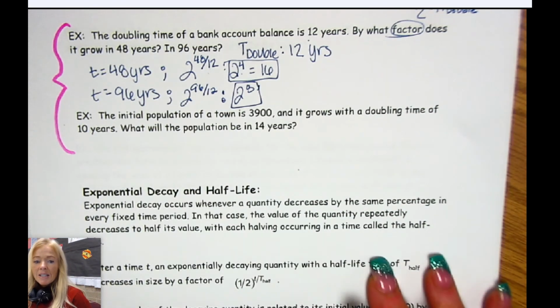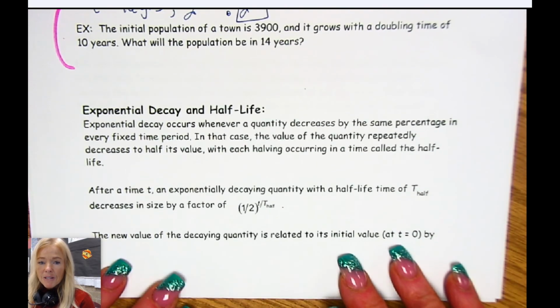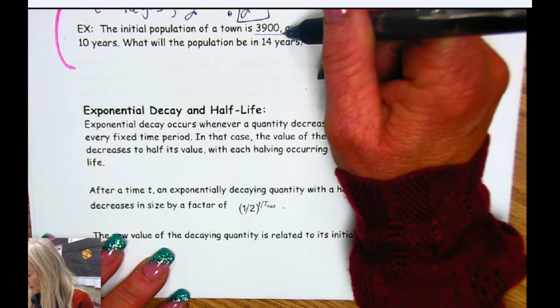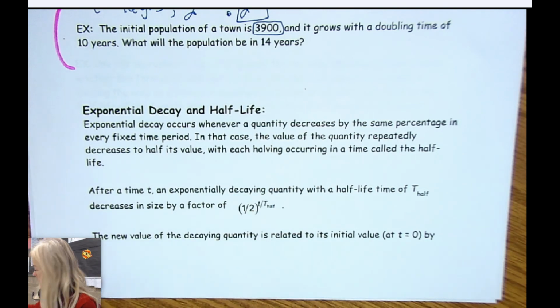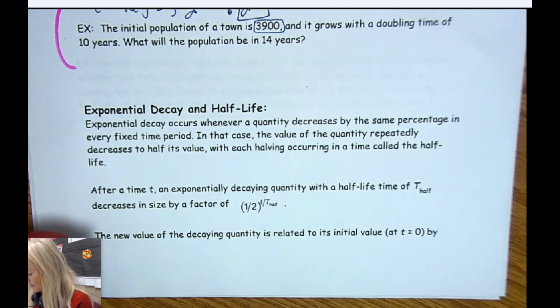All right, next example. The initial population of a town is 3,900 and it grows with a doubling time of 10 years. What will the population be in 14 years? So this time you're given an initial population, so we're going to be using the entire formula, wherever that was. It's right here. Initial value times 2 to the little t over big double time.